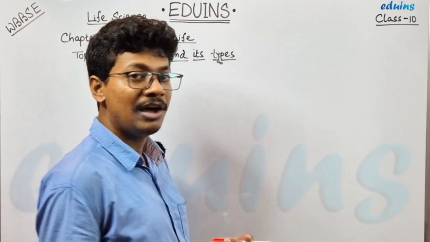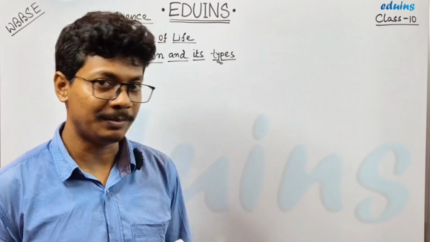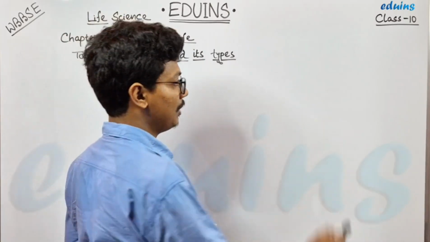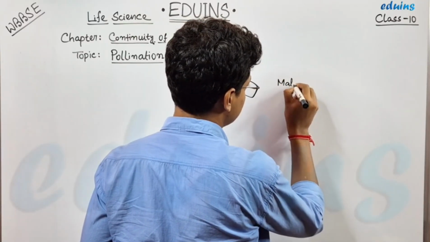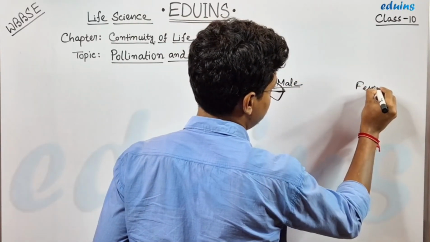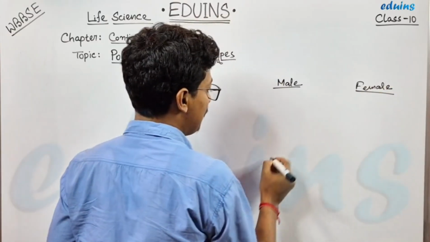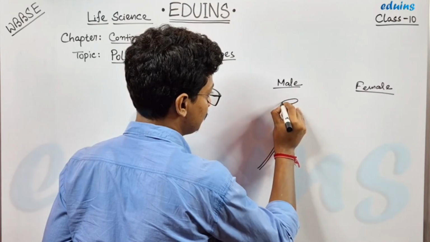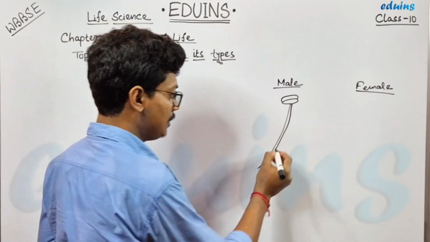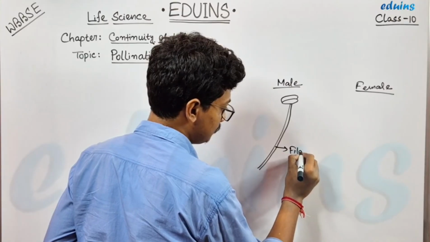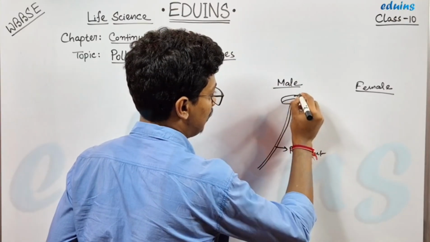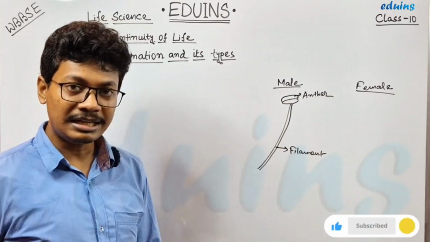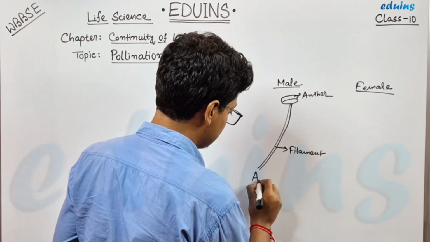We know that flowers are the reproductive part of the plants, so they have a male reproductive part and a female reproductive part. In the male reproductive part we can observe two parts. One is the filament, another one is the anther. This is collectively called the androecium.